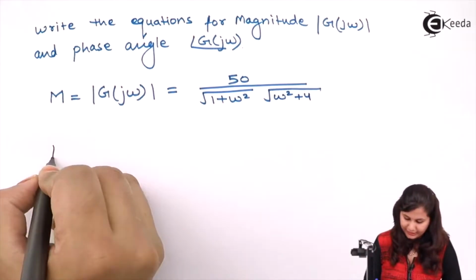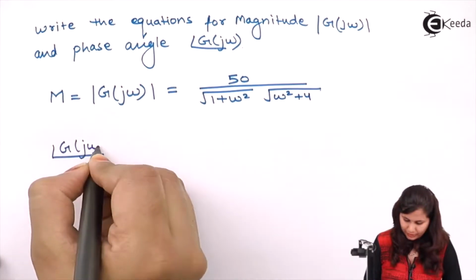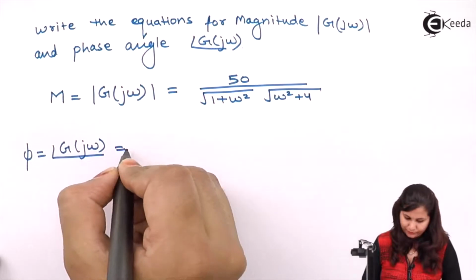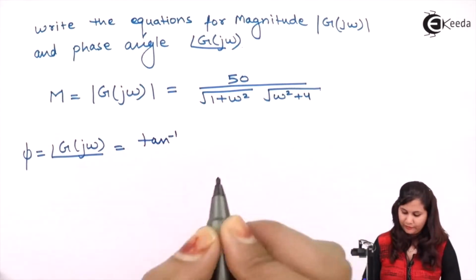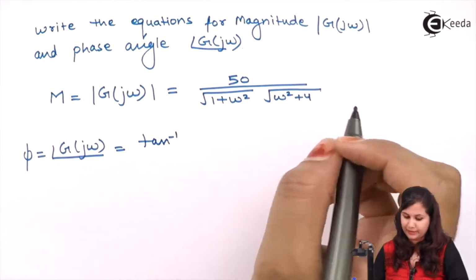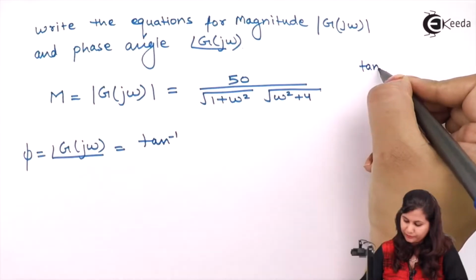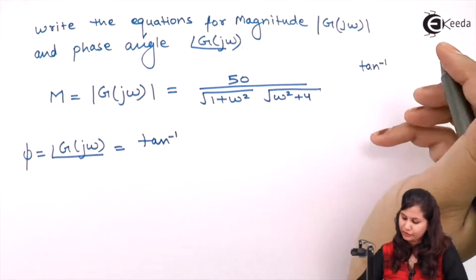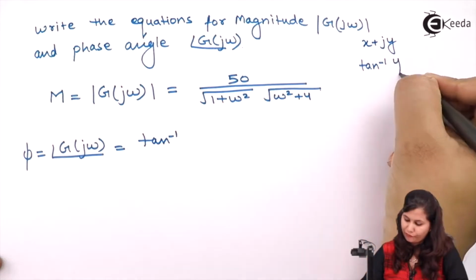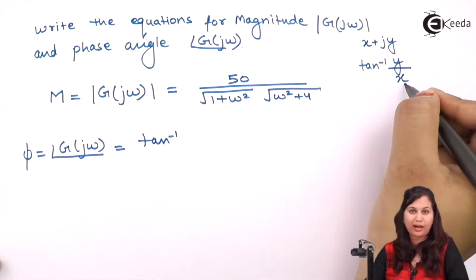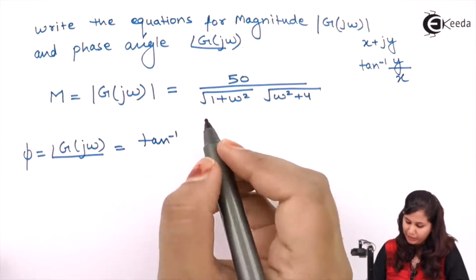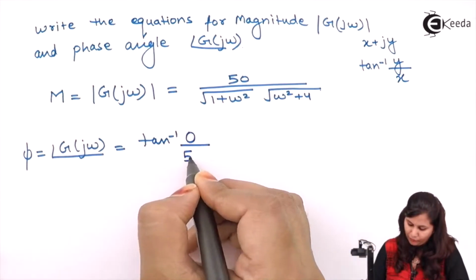Now the angle, phase angle. Phase angle is represented by phi. So phi will be equal to tan inverse. We have in the numerator no imaginary part, only the real part is present. So if we want to find the angle of a function x plus j y, then it will be tan inverse of y upon x, that is imaginary part upon the real part. Now here we are not having any imaginary part, only the real part is present, so tan inverse of 0 upon 50.